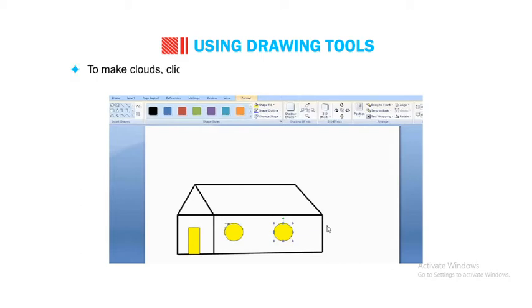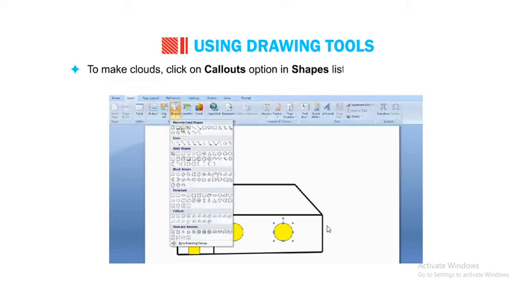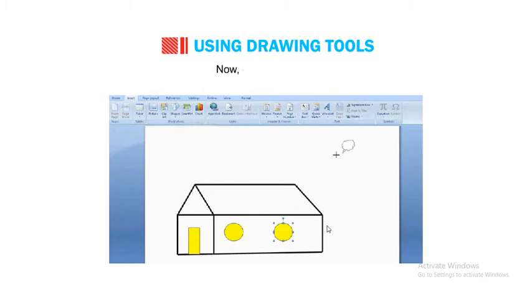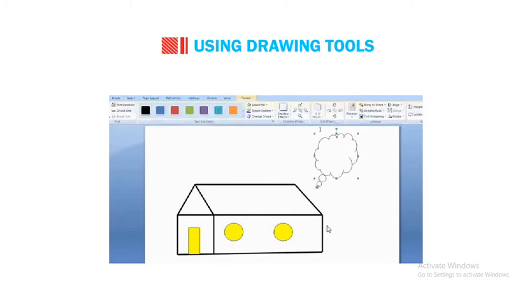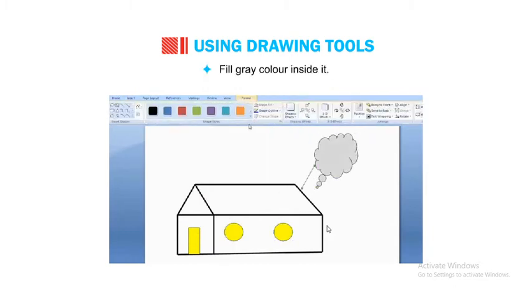To make clouds, click on Callouts option in Shapes list and select Cloud Callout. Now drag the shape. Fill gray color inside it.